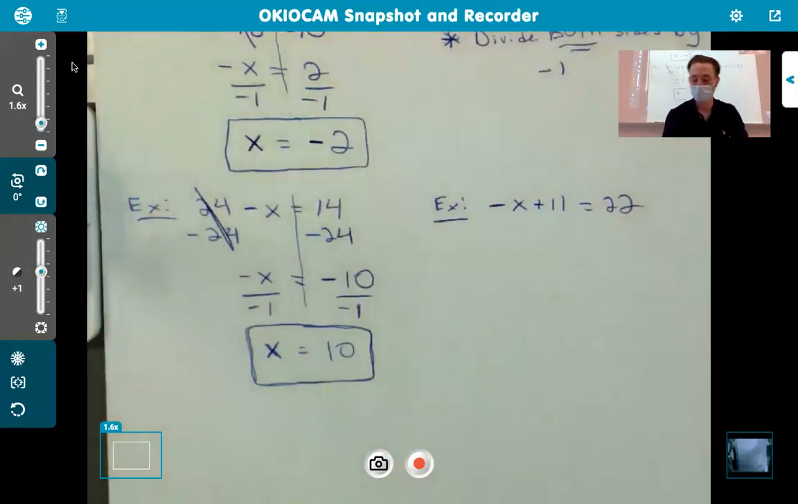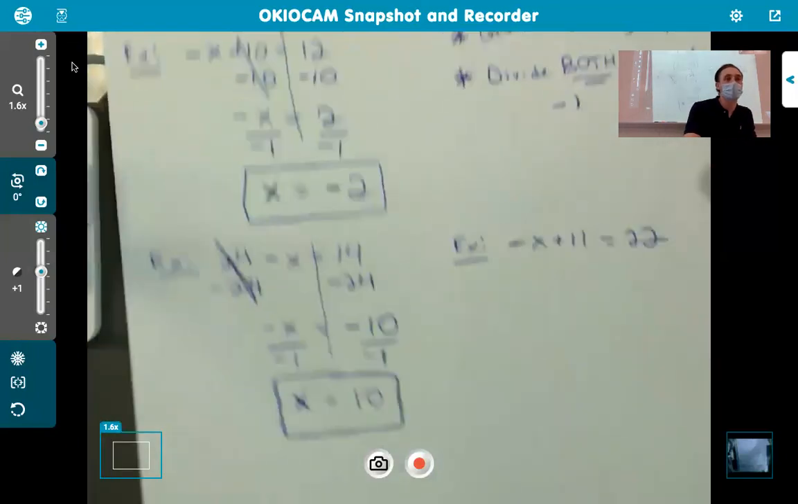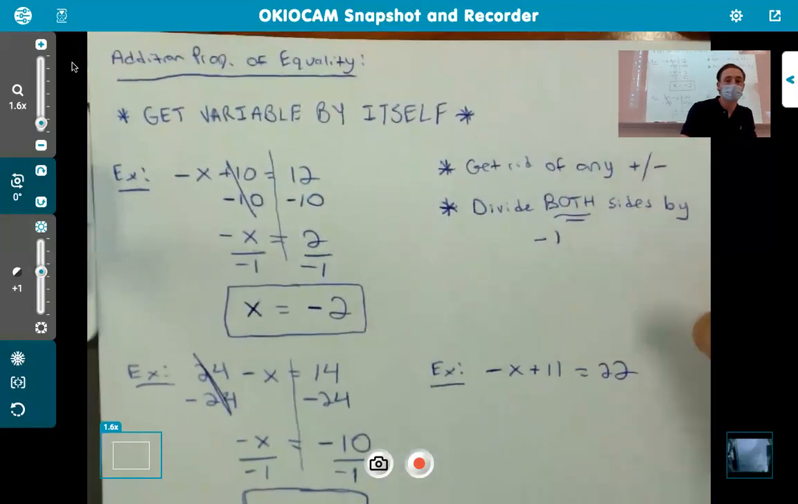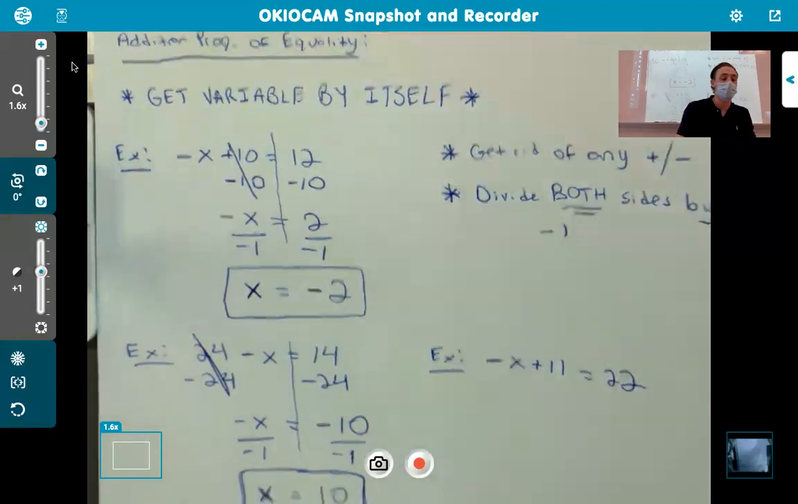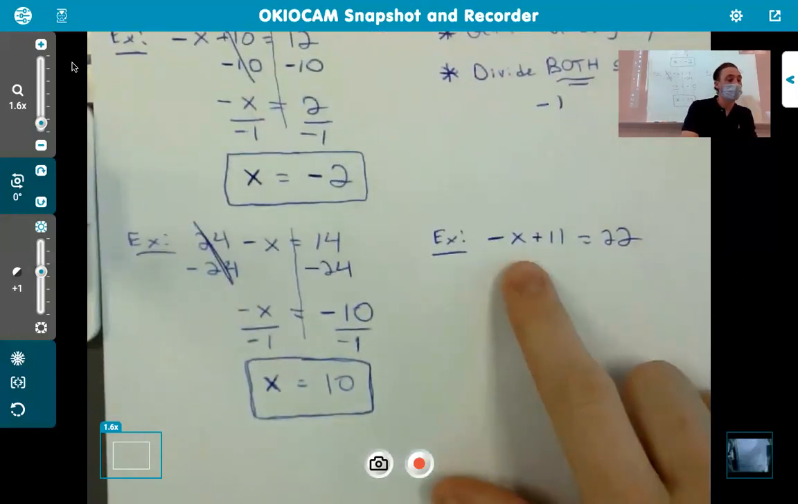I have negative x plus 11 equals 22. Negative x plus 11 equals 22. What's the first thing that I need to do? What's my first step? Right, so get rid of any addition or subtraction. Good. So I'm trying to get the variable by itself.